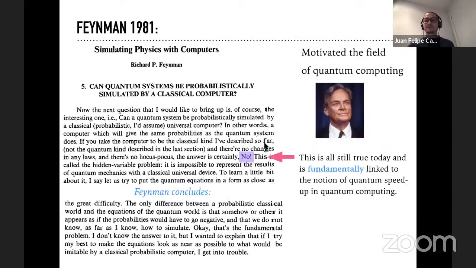But in this paper, there's also this question in section 5, which is, can quantum systems be probabilistically simulated by a classical computer? And he answered the question as a no. And this is still basically true today. So we still think that the answer is no. We cannot use probability to simulate quantum systems. And this is fundamentally linked to the notion of quantum speedup in quantum computing. But nevertheless, I was fascinated by this question.